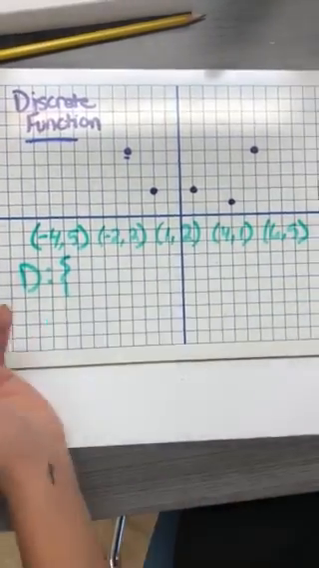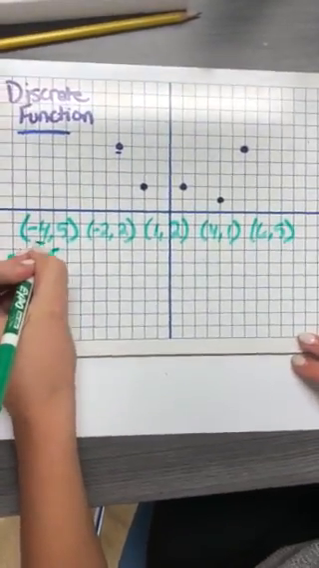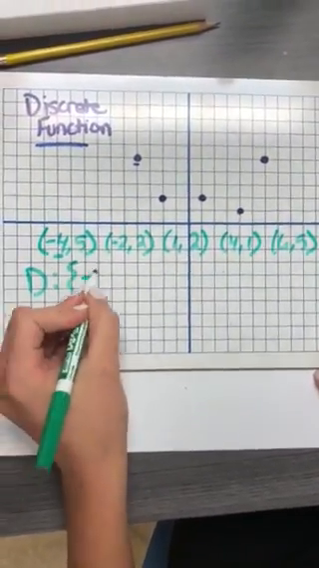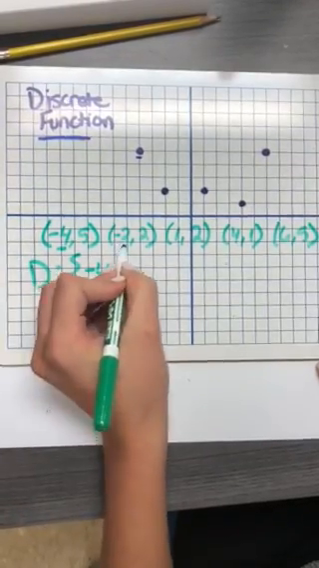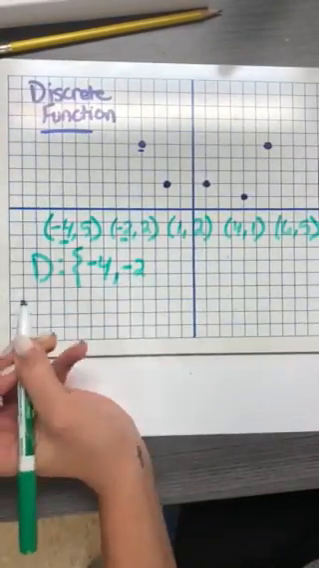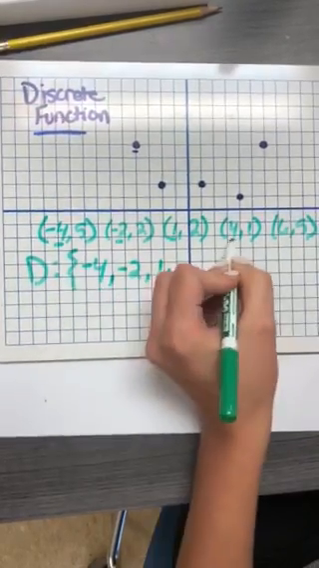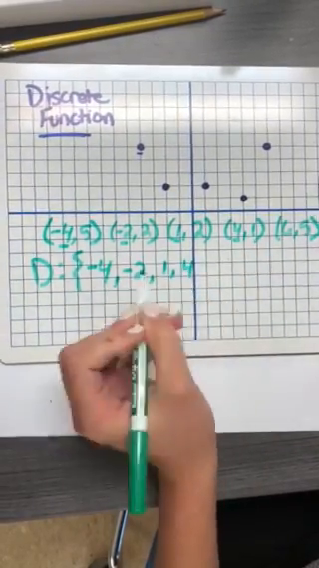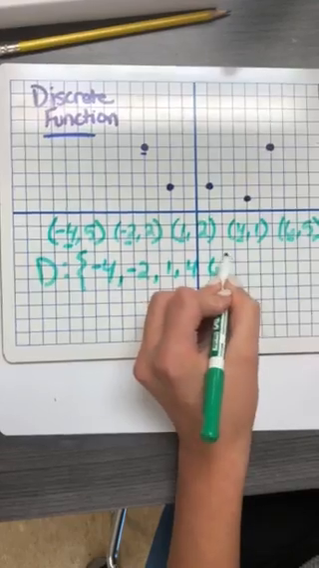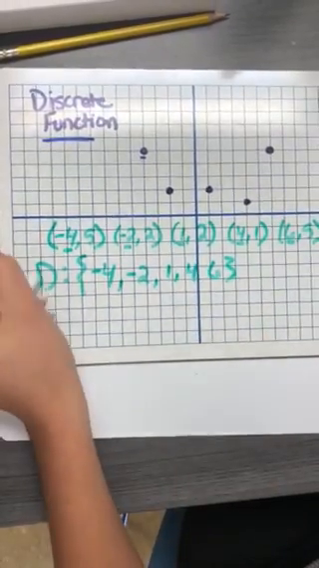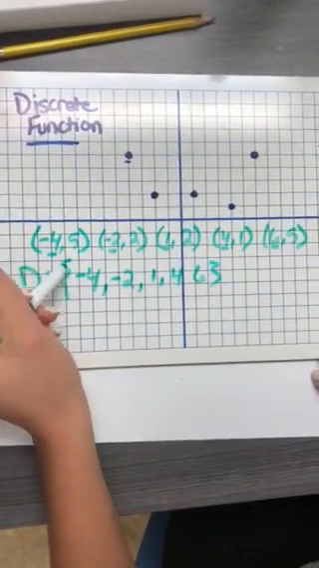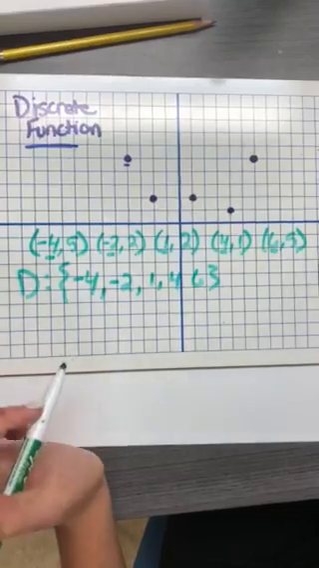Now, if you remember, domain is our x values from left to right. So let's start by listing off our x values. So our first one was negative 4. Our next one was negative 2. Just going across. Our next one was 1. Then 4. Then 6. And we wrote our domain as the D out front for domain, a colon, and these are brackets around our domain.